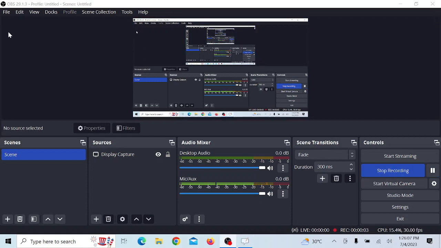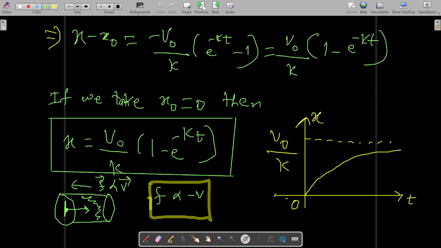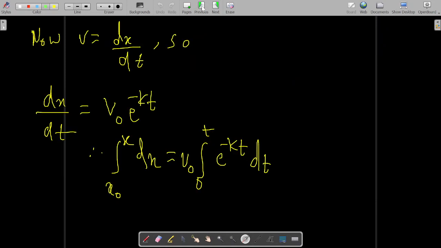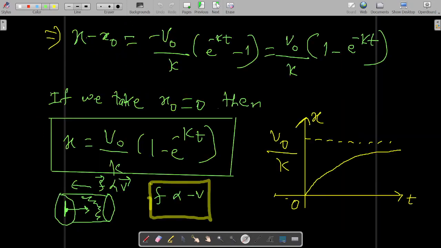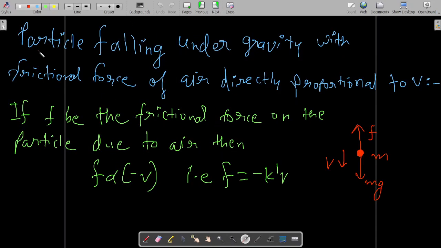Let's start. We had already learned in the previous class the situation when the resistive force was proportional to velocity. In that situation, we derived the displacement as well as velocity expressions. But in reality, those expressions were not valid for a particle under gravity. So now we are going to derive the expressions for a particle falling under gravity.